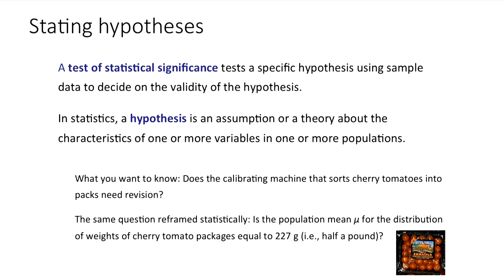When we talk about a test of statistical significance, what we're trying to do is test a specific hypothesis. And we've encountered hypotheses before, where we're comparing two things when we talk about expectations. One of our running examples, for example, is that in a comparison of individuals, we expect those who are younger to be less likely to vote than those who are older. In this case, when we're talking about cherry tomatoes, what we're trying to test is whether or not the mean of those cherry tomato boxes is equal to 227 grams. In other words, whether on average we end up getting cherry tomato packages that are the weight that we're promising on the packaging.